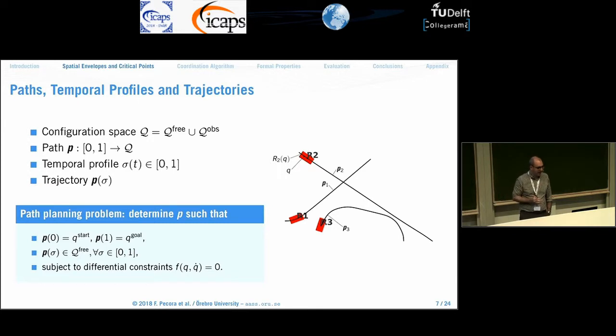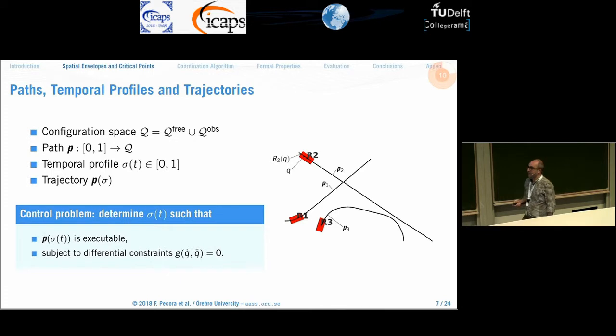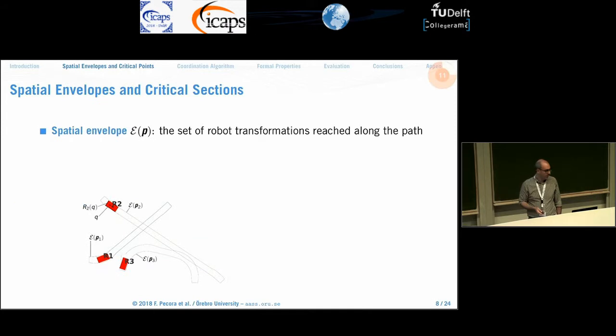We're assuming that path planning is the problem of determining a path that leads a robot from a start configuration to a goal configuration in some configuration space. We are assuming also that there is a control problem, namely the problem of determining a temporal profile that in combination with this path leads to a trajectory that is executable, subject to perhaps differential constraints. Okay, so this is what we assume path planning and control are.